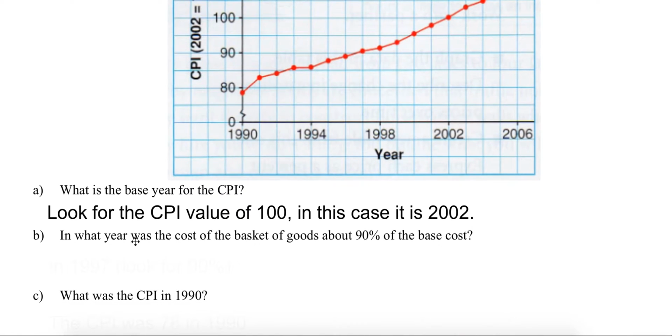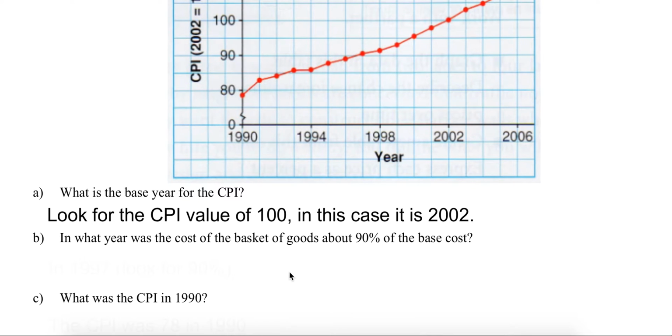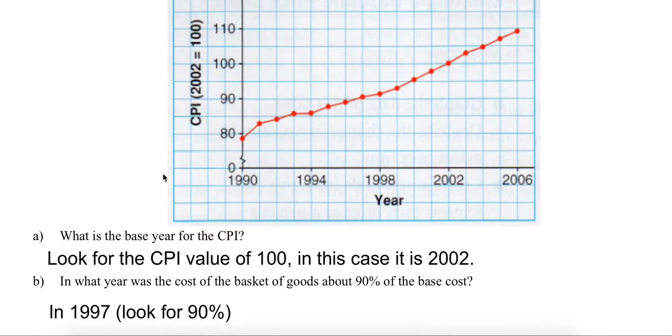In what year was the cost of the basket of goods about 90% of the base cost? What we're going to do is look at 90%, go across to the year, and we notice that it is just before 1998. So probably 1997. Between 94 and 98, probably right in here would be 97, because that would be 96.